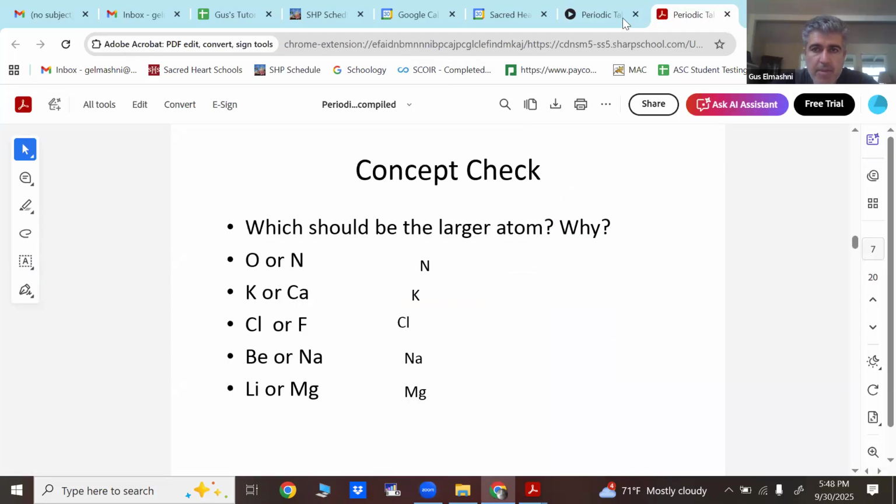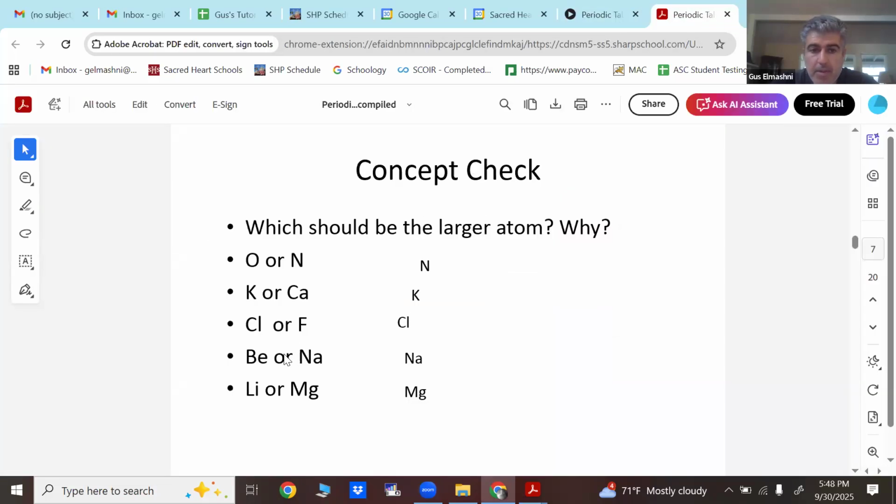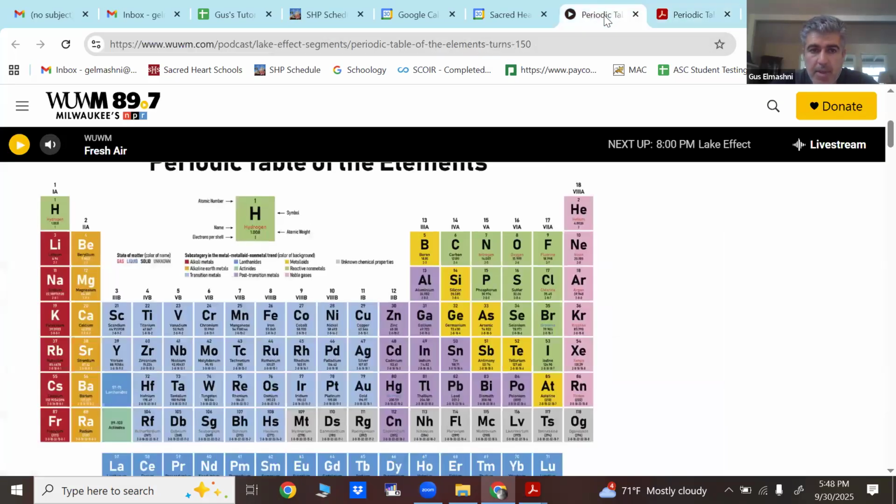K is left to CA. CL is below F, so CL is bigger. BE and NA, BE is more to the right. Yeah, but that's a little tricky, actually. But no, hold on. The one with the smallest radius would be Alganison. Which one? OG.